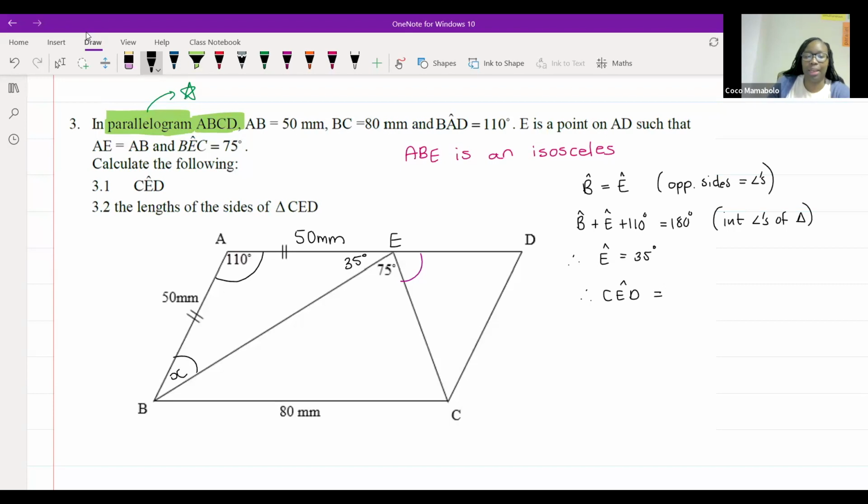Anybody? Somebody? I'll give you a hint. It's 70 degrees, correct. It's 70 degrees because of angles on a straight line, guys. Adjacent angles on a straight line, right? CED is equal to 70 degrees. How easy was that? Angles on a straight line.